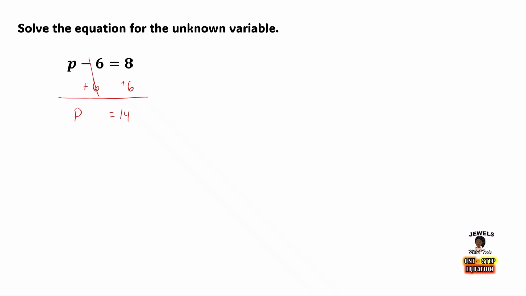Now here's how we're going to check our answer. Remember that for this equation to be valid, that means that it has to balance when I replace p in my equation with 14. So if p minus 6 is really equal to 8, then that means when 14 subtracts 6, it should equal 8. And we know that this equation is true.